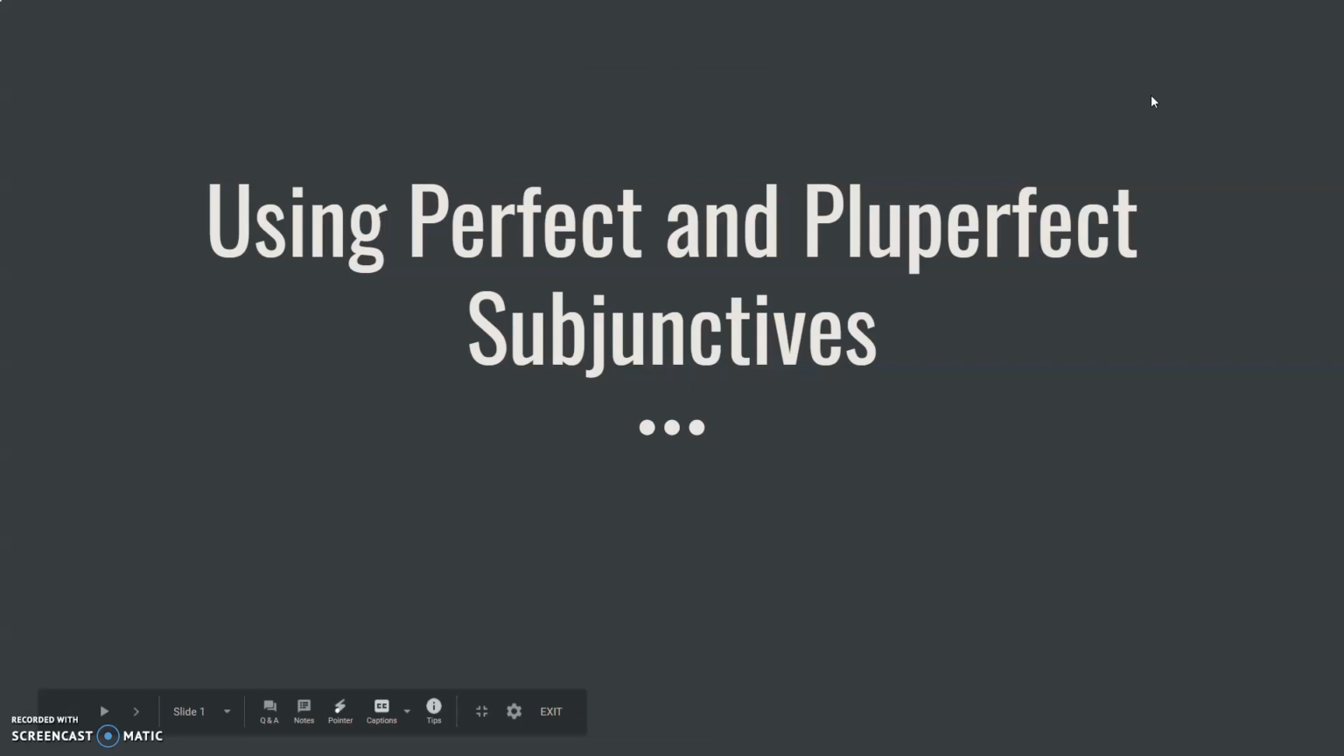Alright, so now that we know how to form perfect and pluperfect subjunctives, and once again, just review those charts a couple times, practice memorizing the different endings: perfect active: -erim, -eris, -erit, -erimus, -eritis, -erint; pluperfect active subjunctives: -issem, -isses, -isset, -issemus, -issetis, -issent; perfect passive subjunctives: fourth principal part plus sim, sis, sit, simus, sitis, sint; and pluperfect passive subjunctives: fourth principal part plus essem, esses, esset, essemus, essetis, essent.